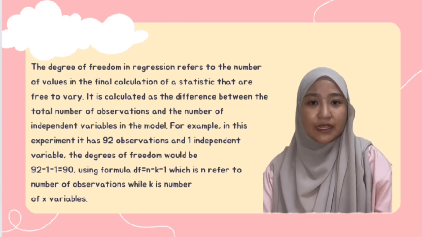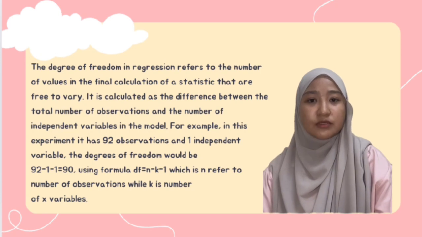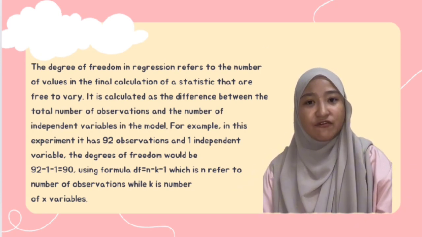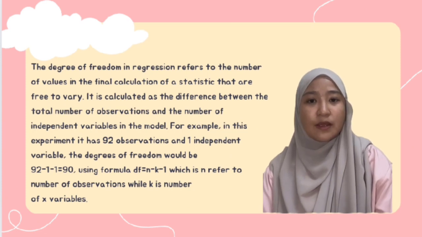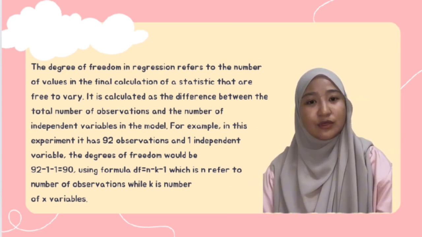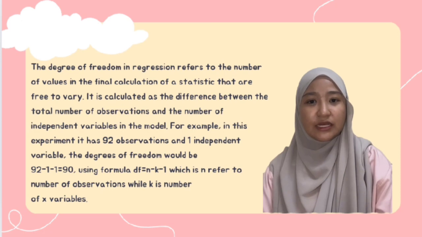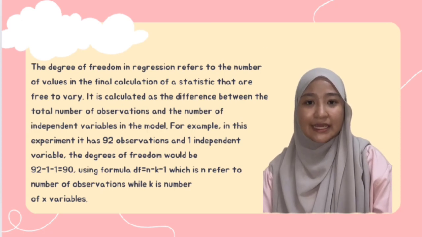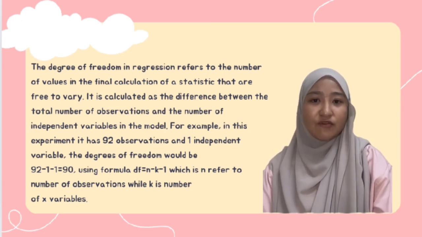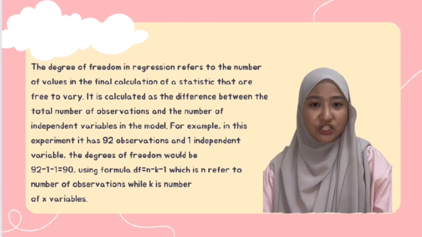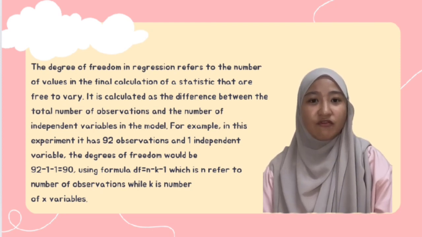For example, in this experiment, there are 92 observations and one independent variable. The degrees of freedom will be 92 minus 1 equal to 19, using the formula df equals n minus k minus 1, where n refers to the number of observations while k is the number of x variables.